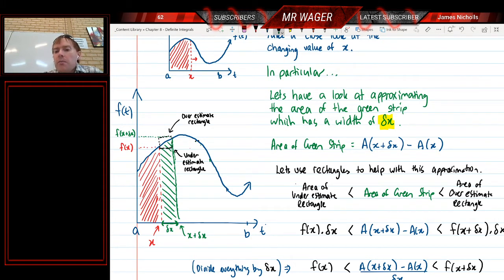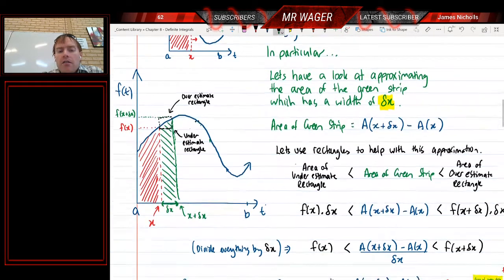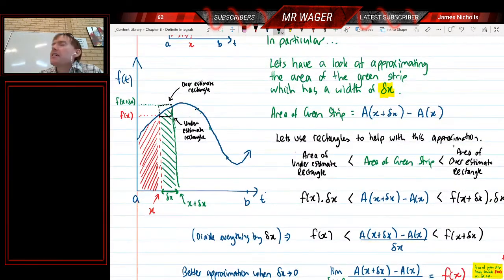It's going to be somewhere in the middle there somewhere. So what we can write down, this gets a bit weird, a bit complicated, but it does get to my point eventually. So the area of the underestimate of the rectangle, so this smaller rectangle, is equal to the width, so delta x, times the height of that rectangle, which is f of x, okay?